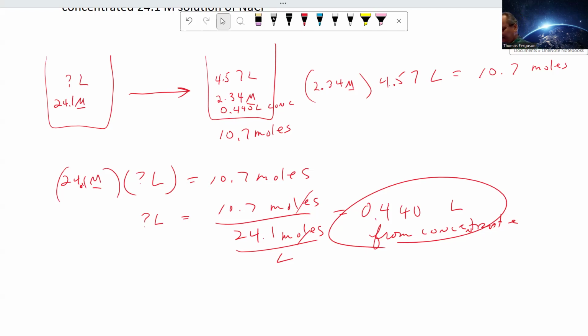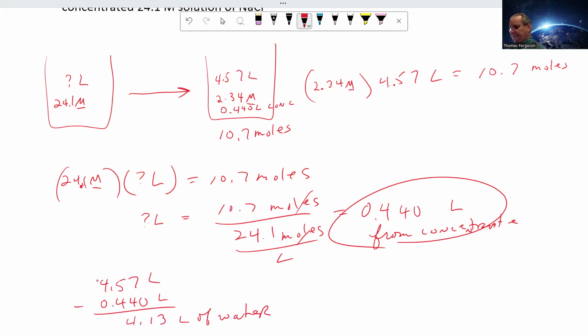Okay, so if we add, now our total volume is 4.57, but that includes the 0.44 concentrated stuff plus the 4.13 liters of water to bring the total to 4.57. Okay, did everyone follow me on that? I'm going to do a bunch of these, so don't worry.